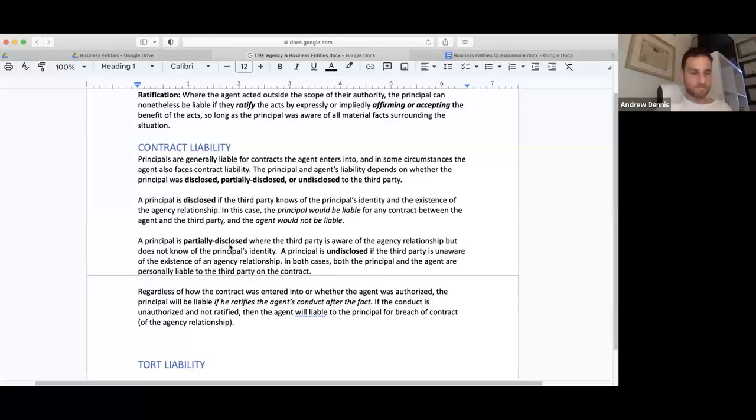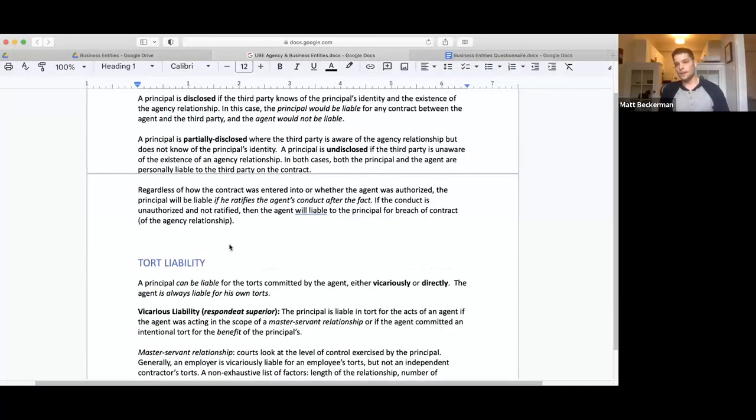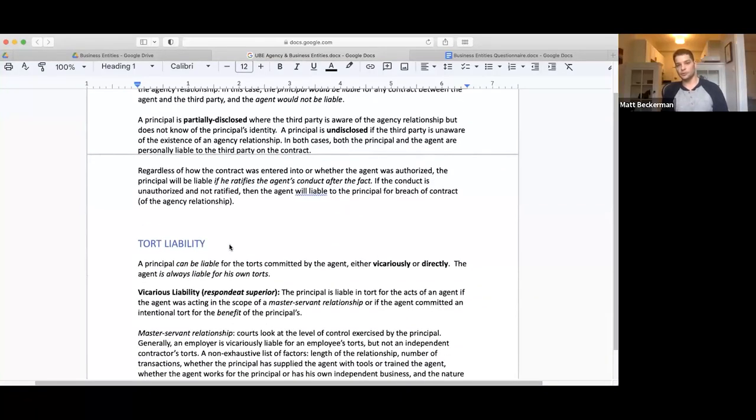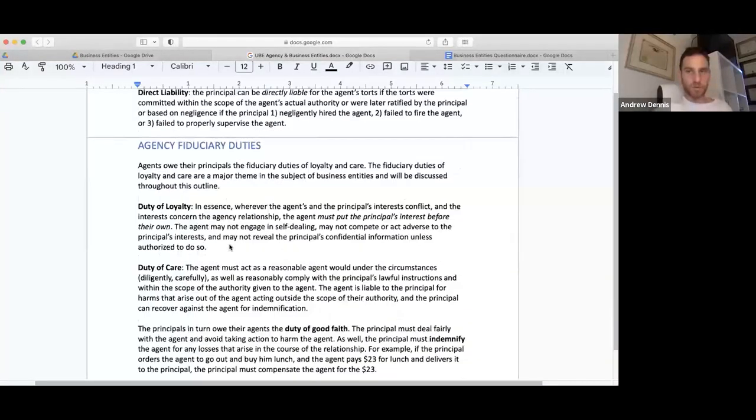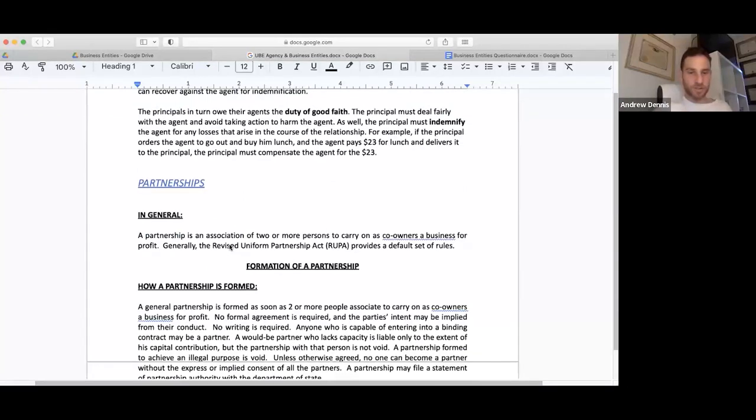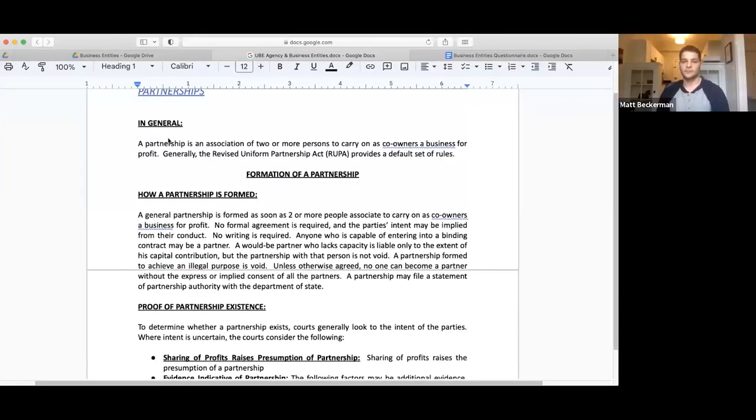Corporations, partnerships, agency. You're almost always going to have one of these three on the exam, if not multiple of them. So that's agency theory, and we'll go through the questionnaire, don't worry. And look at partnerships. That's what we're doing today, agency and partnerships, right, Matt? Yes. And then corporations.